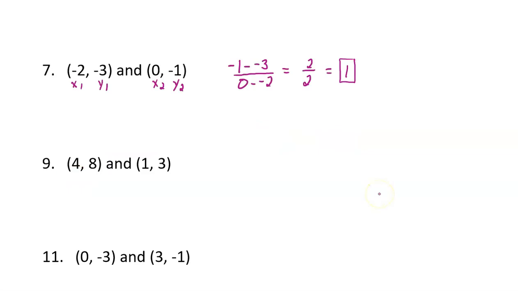Number 9. 4, 8 and 1, 3. How are the y values changing? The y has decreased by 5. How have the x values changed? The x values have decreased by 3. The change in y is -5, and the change in x is -3, and this reduces to 5/3.